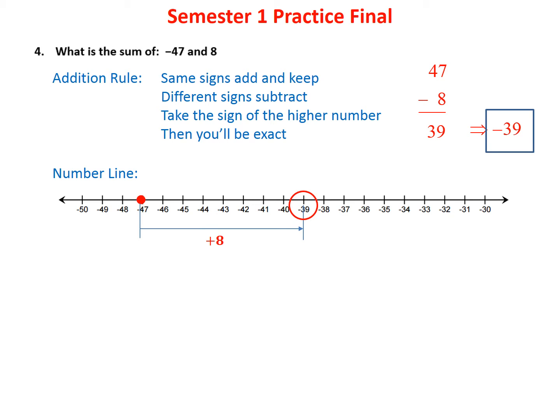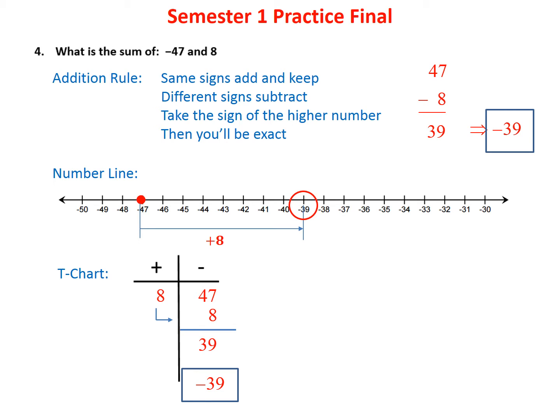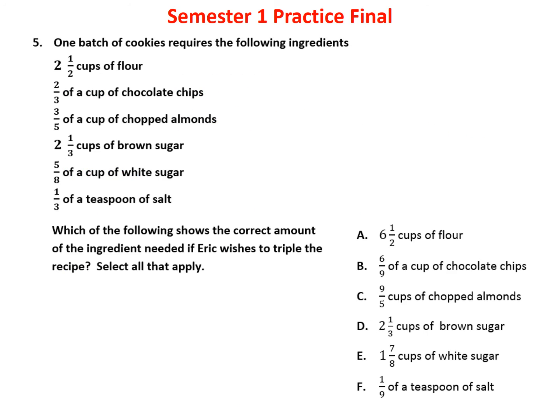A third way to add two numbers is the T-chart. So in the T-chart, I start with negative 47, so I put 47 in the negative column, positive 8, 8 goes in the positive column, take the smaller number and subtract it from the larger number, and we get 39 in the negative column, so the answer is negative 39. So whether you do it by the rule or by the number line or the T-chart, we get the same answer, negative 39.